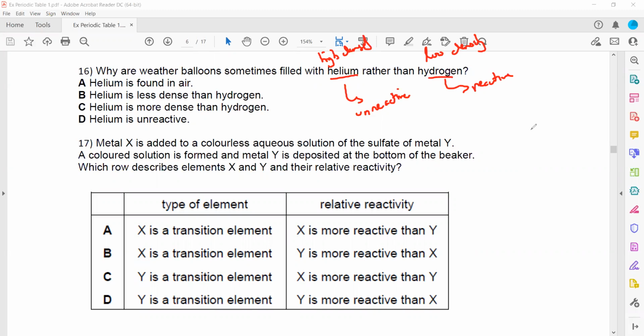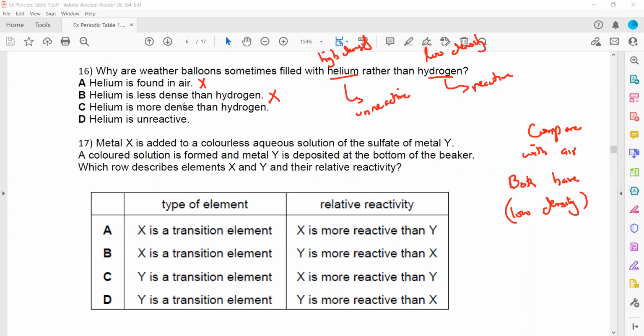But when we compare the density with air, both have low densities. So the density of hydrogen and the density of helium are both lower as compared to air. Helium is found in air, but that's not the reason why we use it. Helium is less dense than hydrogen? That is wrong. Helium is more dense, or has a higher density, than hydrogen.